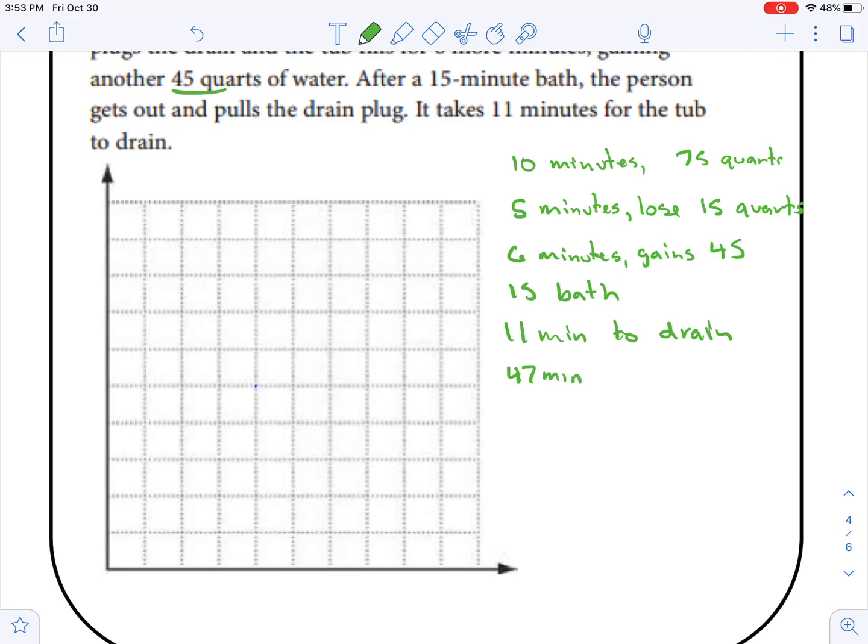Here, if I look at it, I have 75 quarts, then I lose 15, that puts me at 60. And then from 60, I gain 45, so 60 plus 45 is 105. So the most amount of quarts that I have is 105.